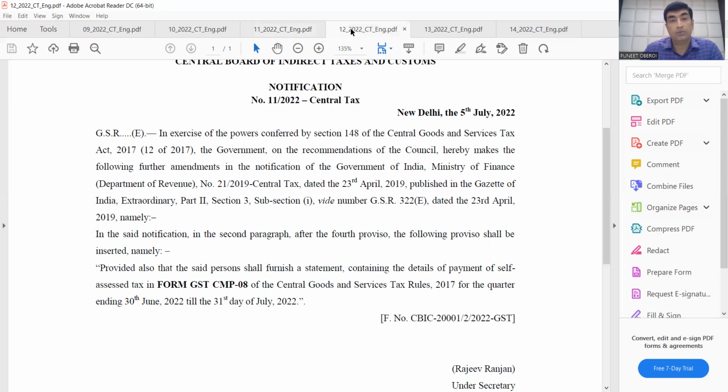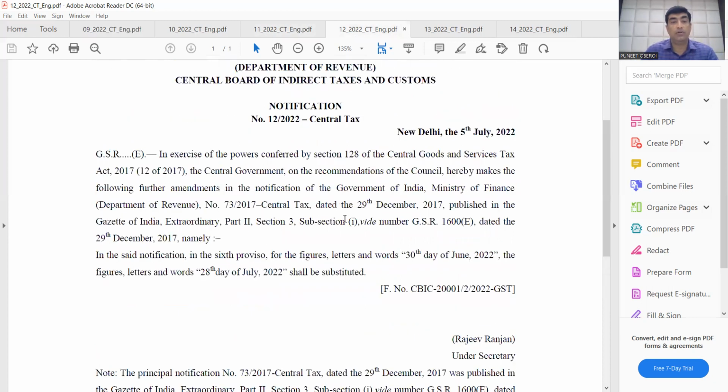There is notification number 12/2022, which again says that there was a late fee levy for filing of GSTR4, and there was a waiver in that case. There was notification number 73/2017 dated 29 December 2017. With this notification, certain waivers were given for non-filing or late filing of GSTR4.